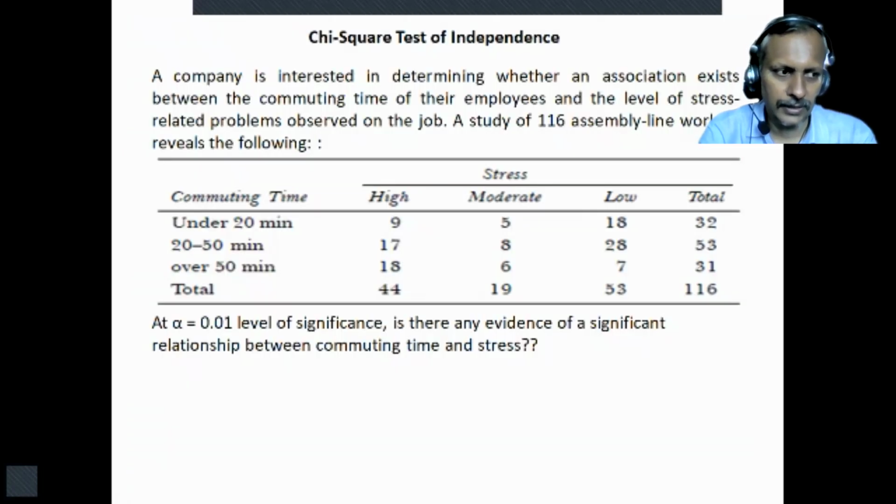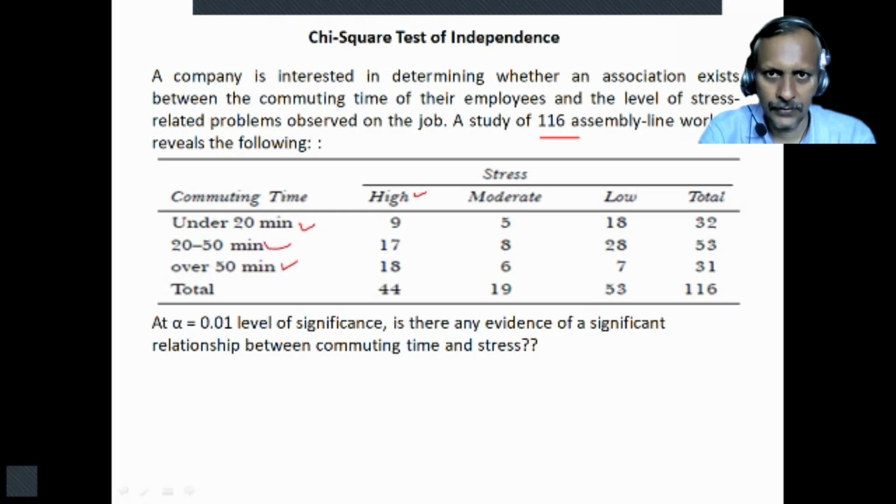Now with an example, we can try to find out, using the chi-square test, whether we can accept or reject the null hypothesis. A company is interested in determining whether an association exists between the commuting time of their employees and the level of stress-related problems observed on the job. A study of 116 assembly line workers reveals the following data. We have the data for three commuting times: one is under 20 minutes, one is 20 to 50 minutes, and another is over 50 minutes. For that, we have stress levels indicated as high, moderate, and low.